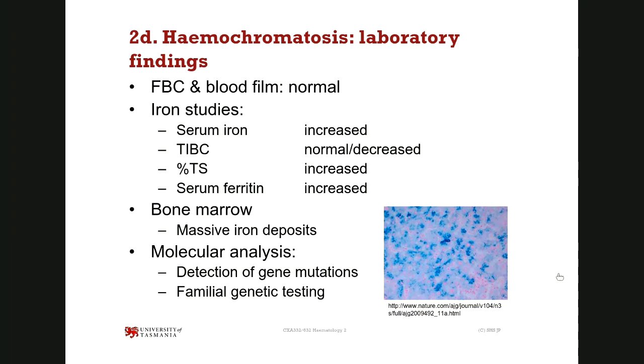Again, it's a bone marrow that's been stained with Perls' Prussian blue to show the iron deposits. We don't often do a bone marrow in hemochromatosis, but as a last resort, it may be something that you might consider. But usually iron studies, and other biochemical tests, will probably show it better. The definitive diagnosis is actually detecting the gene mutations. And as soon as you find a gene mutation in one family member, you check all of the other family members as well.